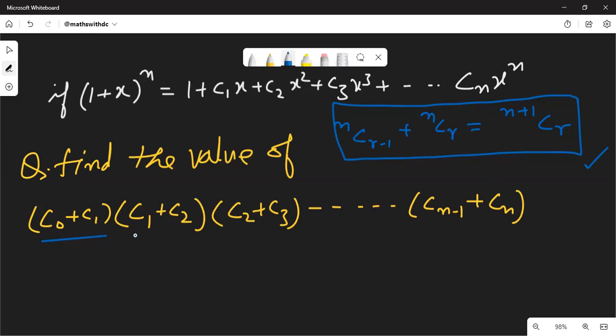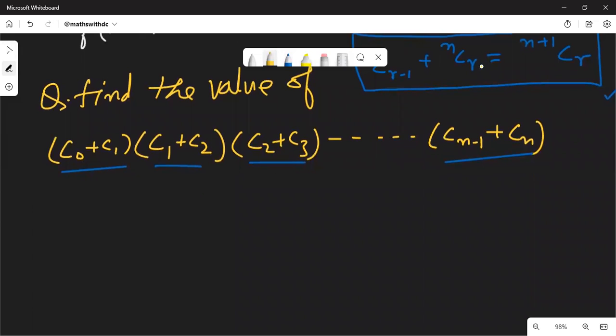For r is equal to 2, you get this. For r is equal to 3, you get this. And for r is equal to n, you get this. All right. Means if r is 1, you are getting n plus 1 C1. So this thing is n plus 1 C1. And multiplied by this thing is n plus 1 C2, multiplied by n plus 1 C3. And this will continue. How many times? This is n plus 1 Cn.